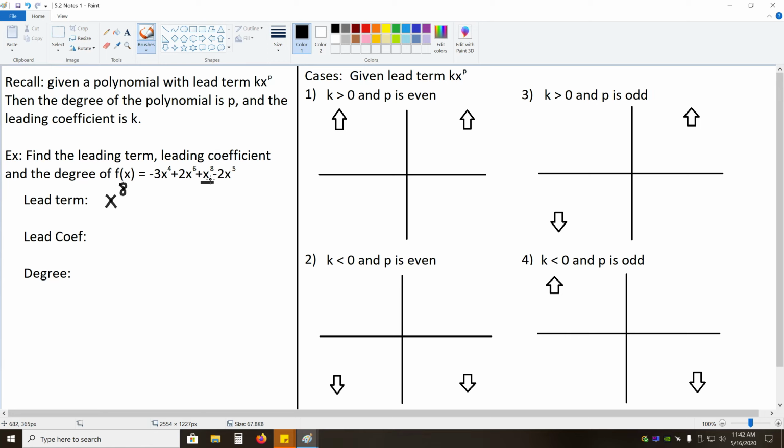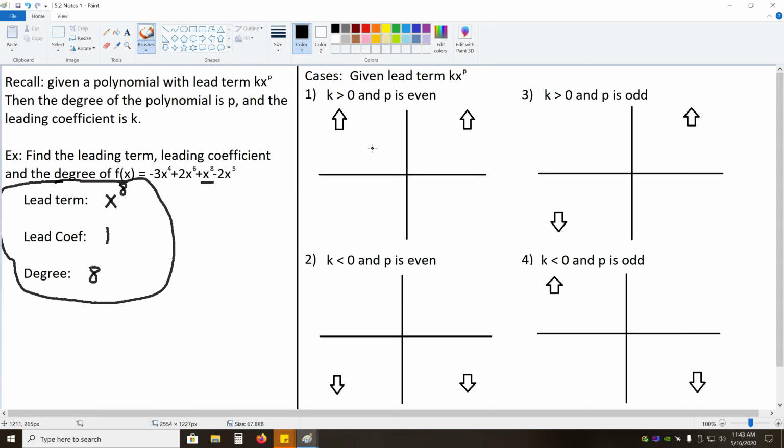It's just plus x to the 8th power, so there's nothing in front of it, no constant that we need to worry about, which means the lead coefficient is just going to be 1. If there's nothing showing in front of it, then that means it's technically times 1, so the lead coefficient is 1. And finally, from there, the degree is that exponent, the largest exponent, which is 8. So we have our lead term, lead coefficient, and degree.